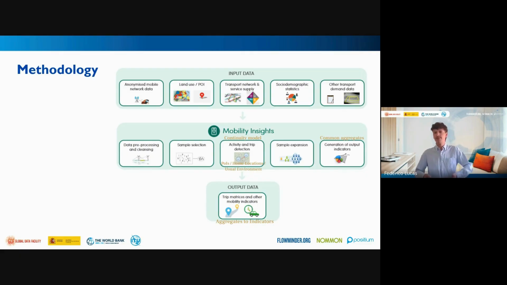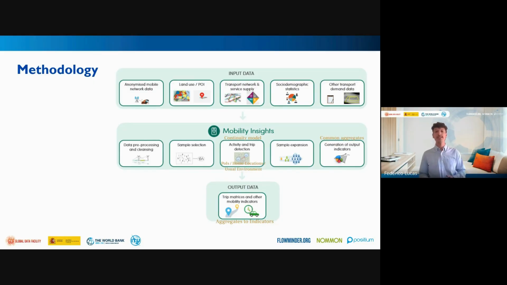The final step consists of aggregating this data from individual travel and activity diaries to generate travel matrices for additional demand indicators according to the segmentations defined in the scope of this project. And we end off with aggregates to indicators, which were produced to guide and extract useful information. I'll be presenting these in the following slides.